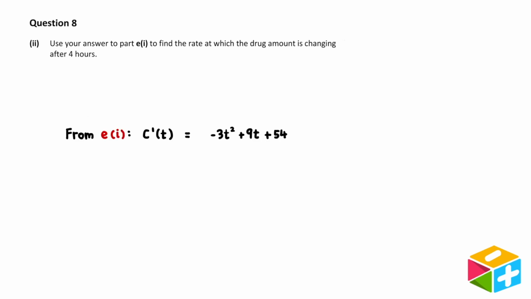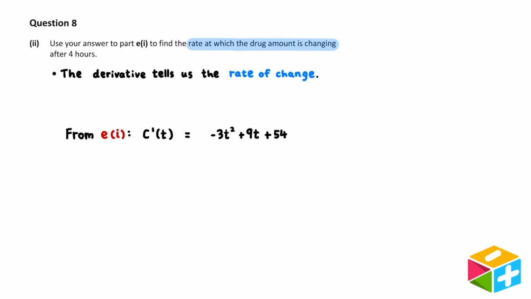In part II, we found the derivative of our function, c dash of t is equal to minus 3t squared plus 9t plus 54. This derivative represents the rate of change of our function. We're asked to find the rate of change after 4 hours. Since t represents time in hours, all we'll have to do here is sub in t equal to 4 into our derivative function.